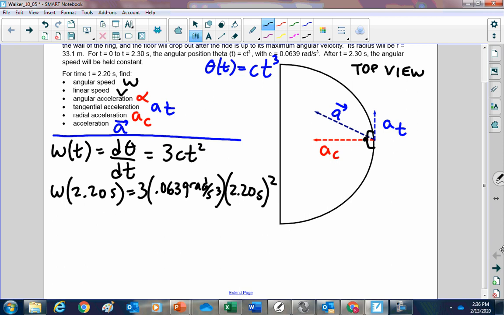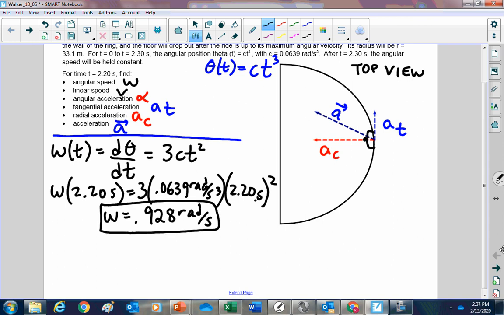When you do that on your calculator, we get 0.928. And notice if I'm doing an analysis here that it does come out to be radians per second when I include the units from c. So that's a good sign because I wanted that unit for omega.